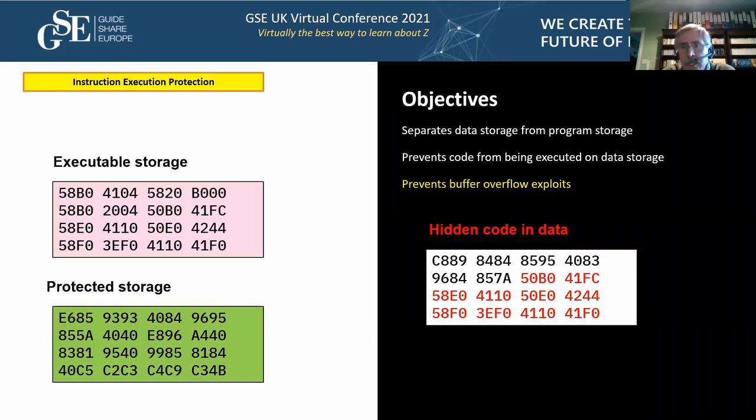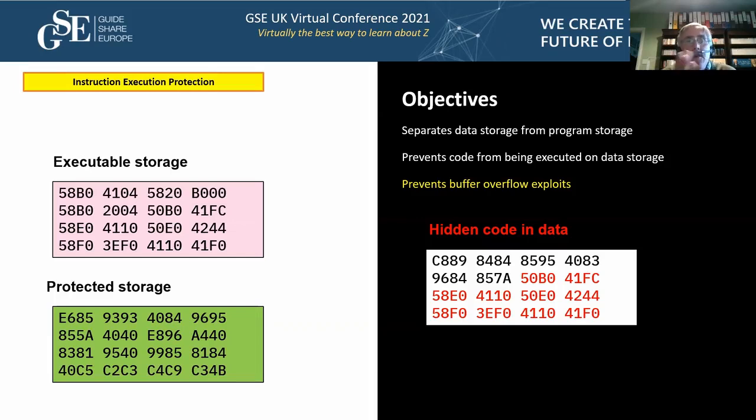So what has been introduced in the z14 is a way of separating code from data, thereby giving the ability to prevent things from running on data, which prevents the code injection that, as I say, is so prevalent on other types of servers. So storage is separated out into either executable storage or protected storage. So that is data storage.